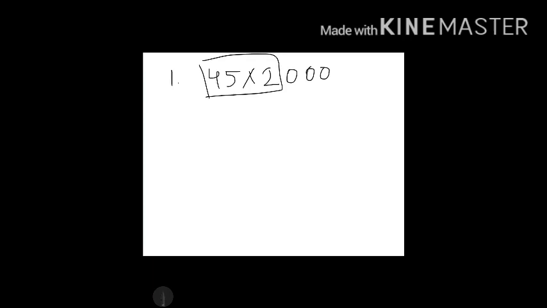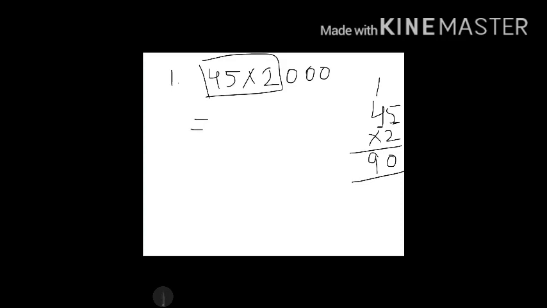Okay, this is a big number. If you cannot multiply directly, you can use the rough column and do it. 45 multiplied by 2. How do you multiply? First you multiply 2 with the ones place digit and then with the tens place digit. 2 5s are 10. 0 and 1 carry over. 2 4s are 8 and 1 is 9, 90. Okay, so the answer is 90.